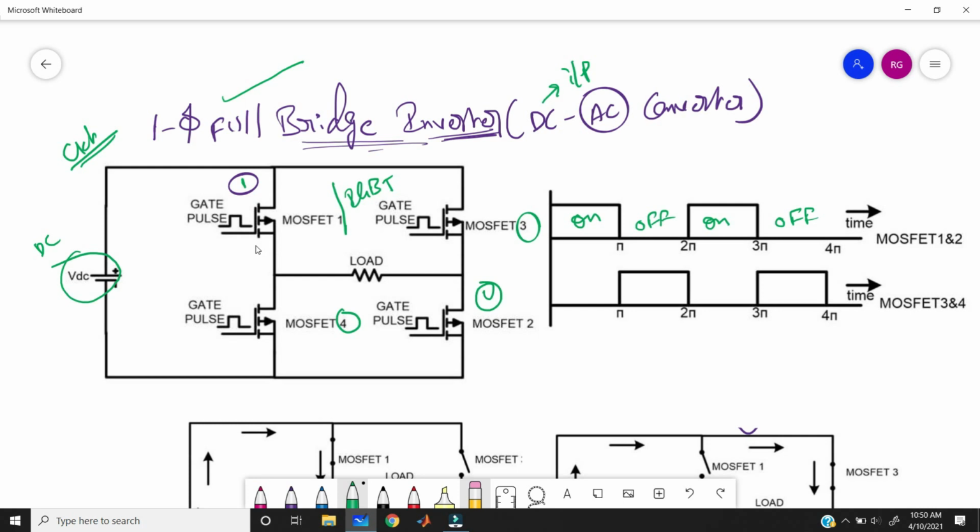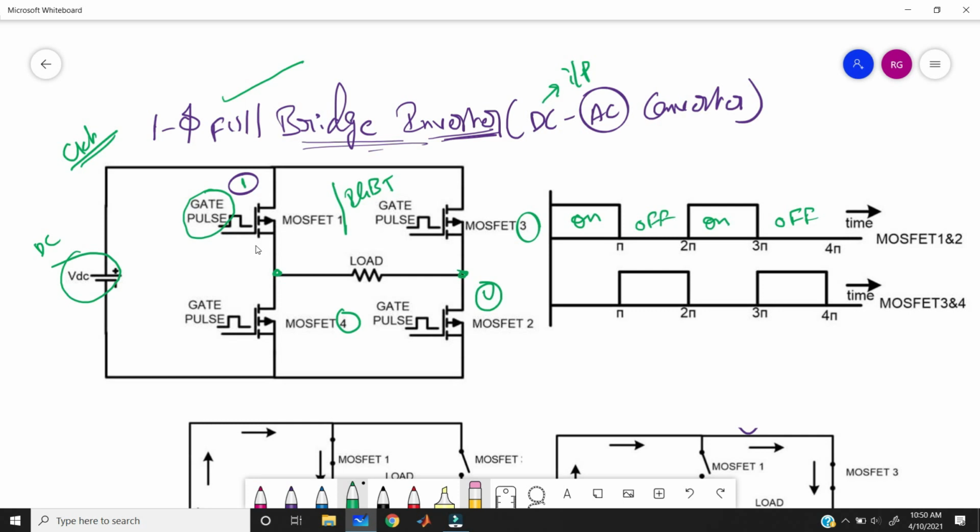Here, to turn on the MOSFET and to turn off the MOSFET, we can give the gate pulses, like this, on off, on off. And here I am connecting the load in between these two legs. This is the load. I am taking a resistance load, right? That's it. This is the circuit diagram.